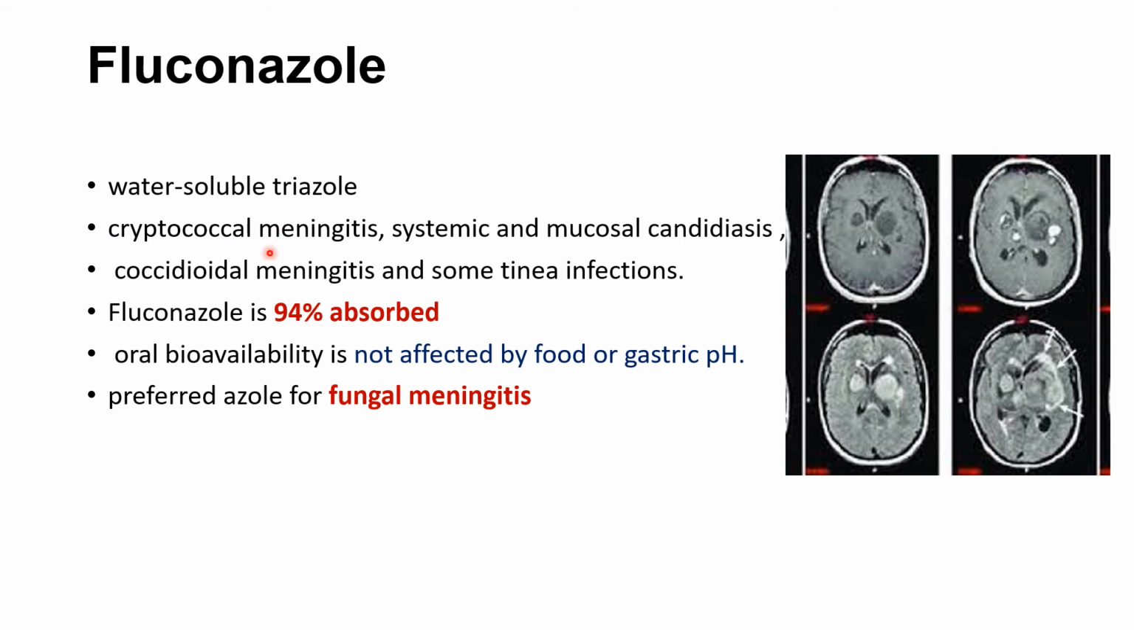The next azole group of drug is fluconazole. It is a water-soluble triazole. It is used in the management of many systemic mycoses, and it has high oral bioavailability. 94% of the drug is absorbed, so it can be given both by oral and IV route. The oral bioavailability is not affected by food or gastric pH, unlike other azole drugs, and it penetrates into the CSF. So it is used in the management of fungal meningitis.